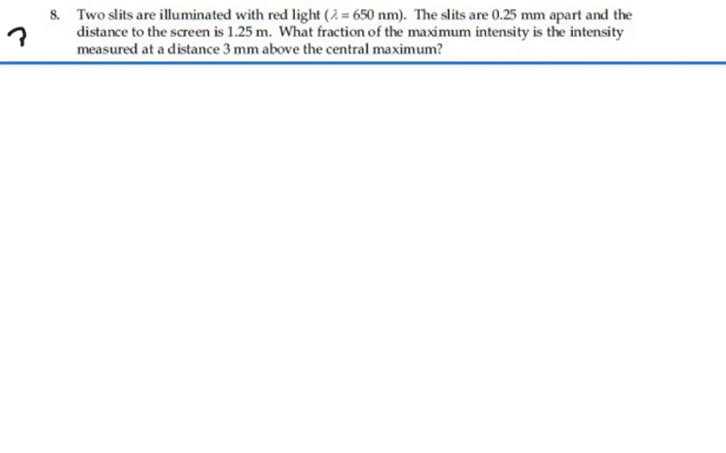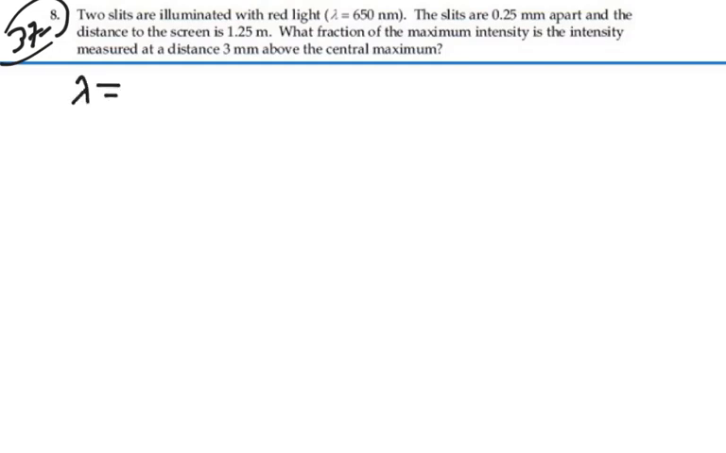Here's problem 37-8. Two slits are illuminated with red light, wavelength 650 nanometers. The slits are 0.2 millimeters apart, and the distance to the screen is 1.25 meters. What fraction of the maximum intensity is the intensity measured at distance 3 millimeters from the central maximum? Let's write down what we got.